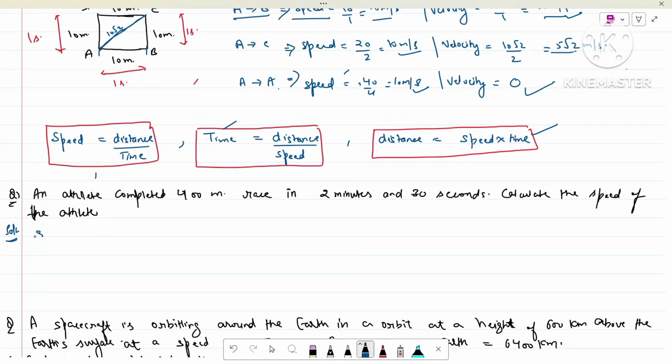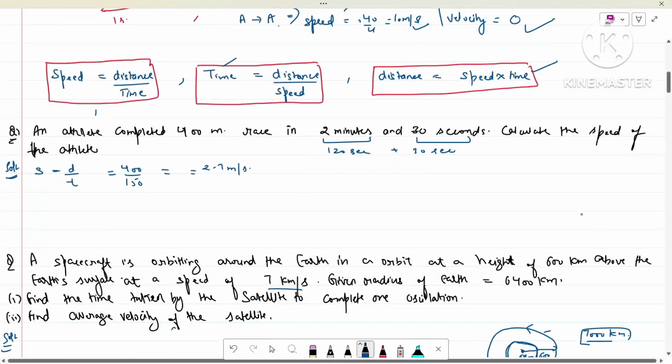Okay, we know that speed is given as distance upon time. Now, distance covered is 400-meter given. Time here, it is given 2 minutes and 30 seconds. So, we will convert whole time into seconds only. So, in 2 minutes, there will be 120 seconds plus these 30 seconds. So, total time taken will be 150 seconds. So, our speed will become 400 divided by 150, that is 2.7 meter per second.